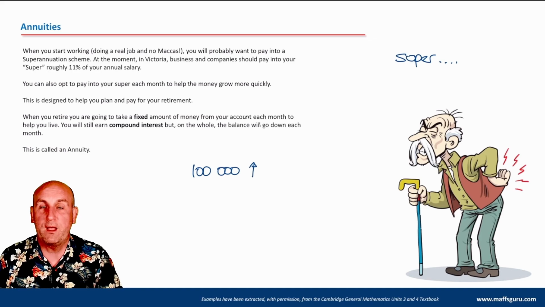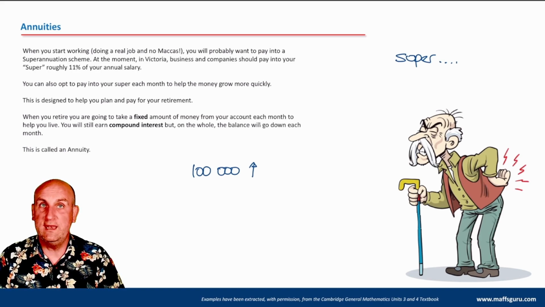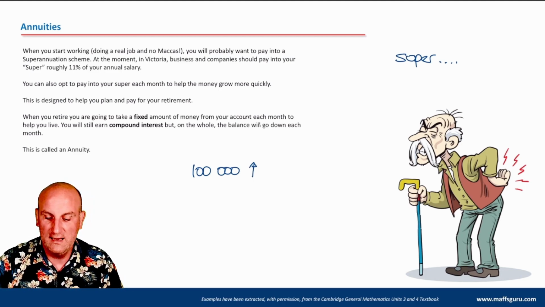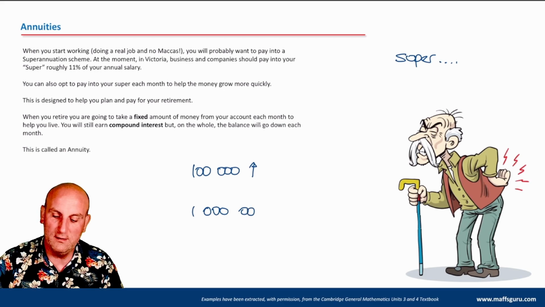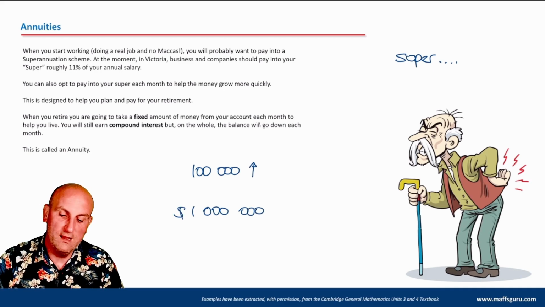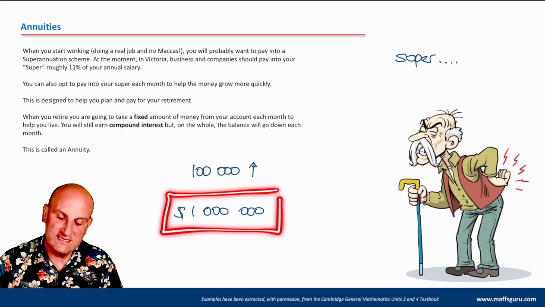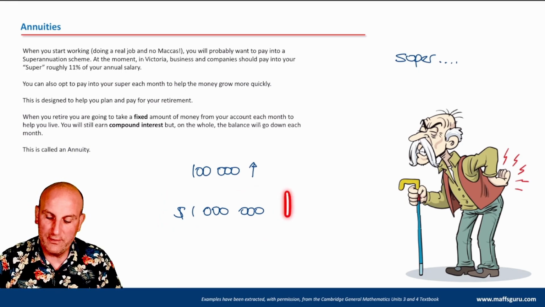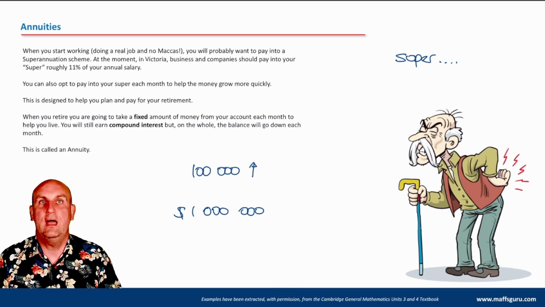But one day, I'm going to stop working. One day, I'm not going to be paying any more money in. I'm going to have finished. I'm going to be done. Hopefully, by the time I retire, let's say I have $1 million in there. All right, this now has to pay for my retirement. I have no more income. So every single month, I am going to have to take out an amount of money.